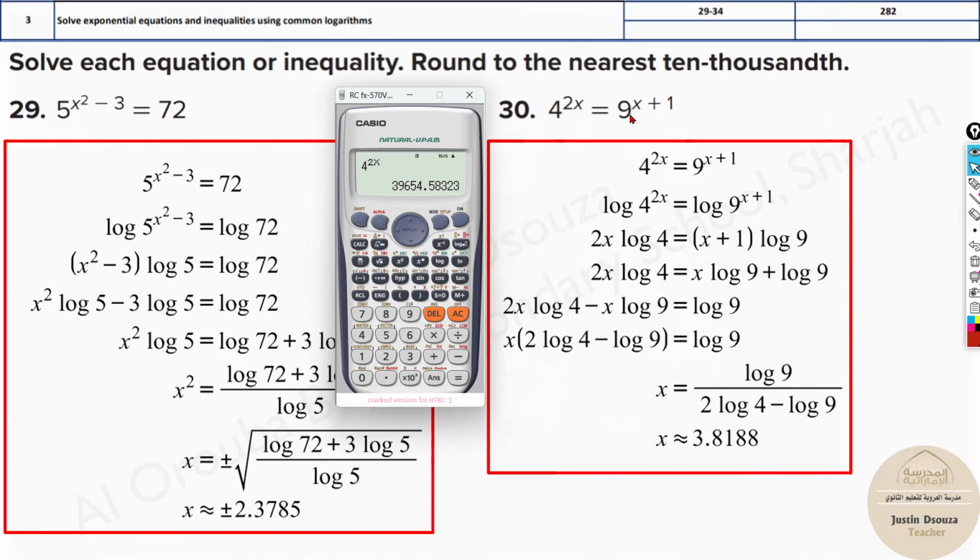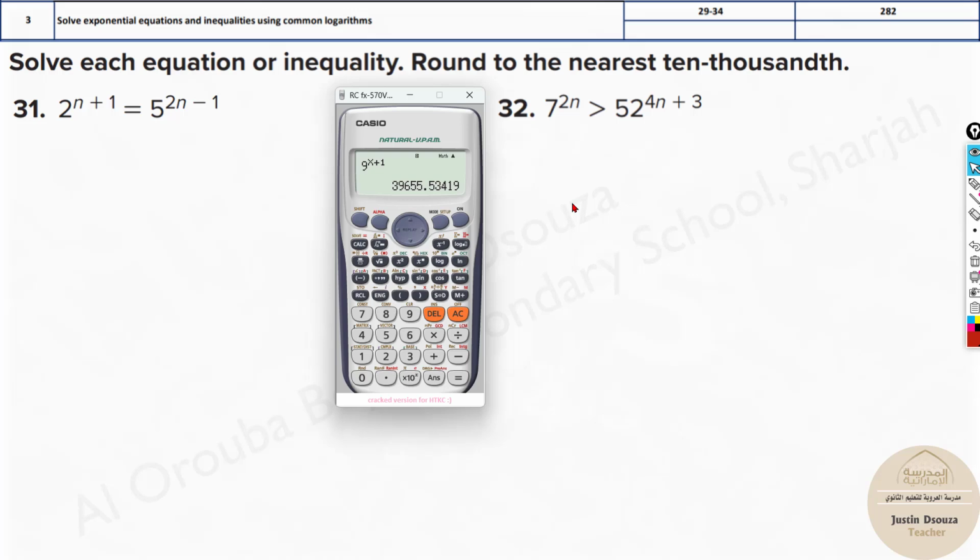Now do the same thing over here on the right side. That will be 9 to the power alpha x plus 1, and calculate at the x value, sorry, at 3.8188. That is 39.6. It's almost close. Then this is the only x value where these two become almost equal.